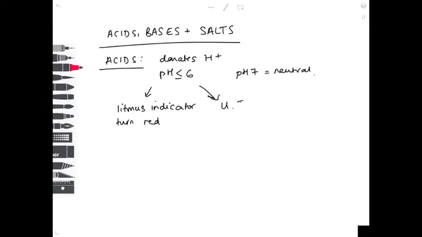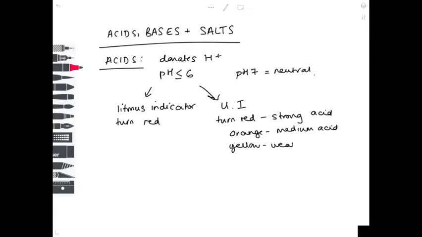Similarly, universal indicator will turn red in a strong acid, orange in a weaker acid like a medium acid, and yellow in a weak acid. You need to be very clear on the reactions, which I'm going to go into in more detail, but just to summarize here, if you have a metal and an acid, you produce a salt and hydrogen. I promise I'll show you examples including actual metals.